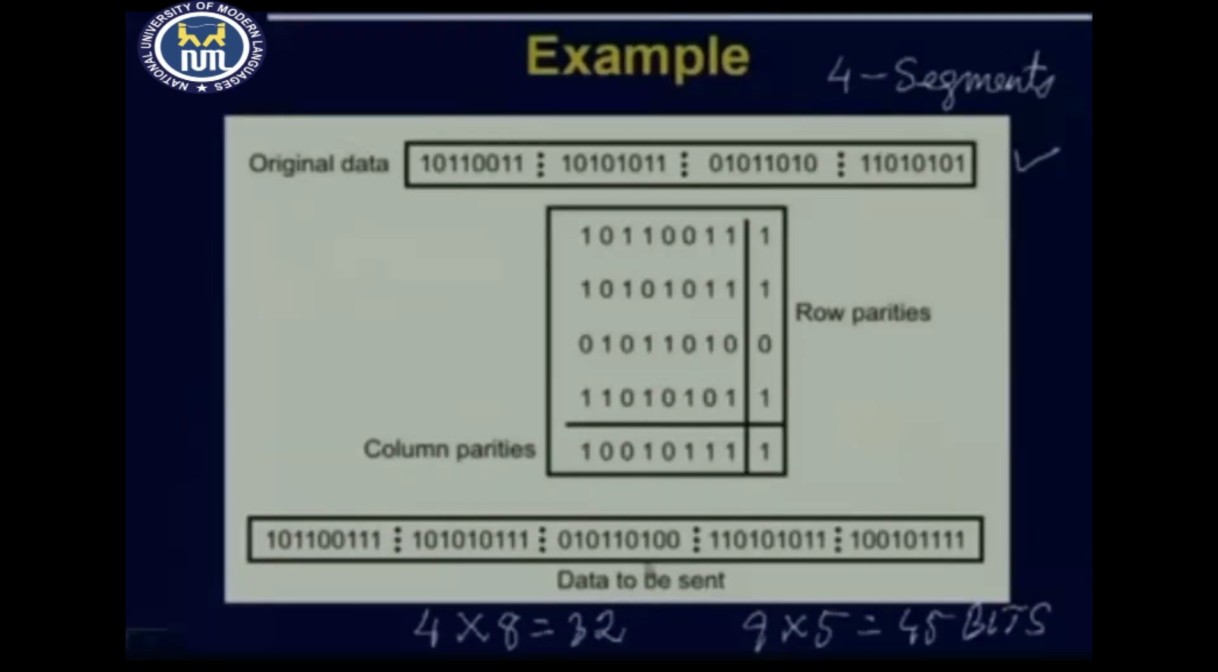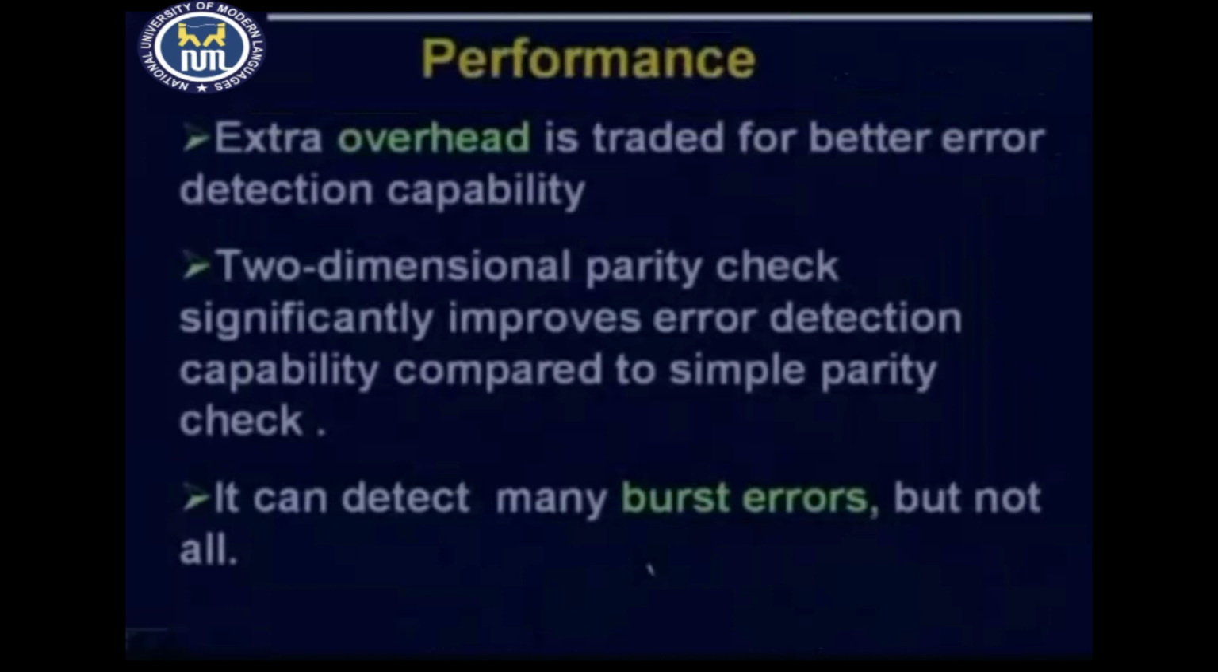So we can see here the overhead is much more than a single parity check. If we compare it on multiple columns and rows, then we have at least 45 bits. And obviously we do it to achieve better performance. The overhead is traded for better error detection capability. How? For example, it can detect not only the odd number of bits, but it also significantly improves the error detection capability compared to simple parity check.